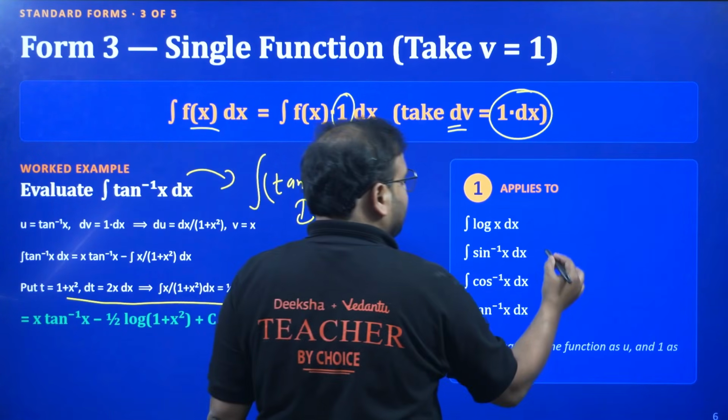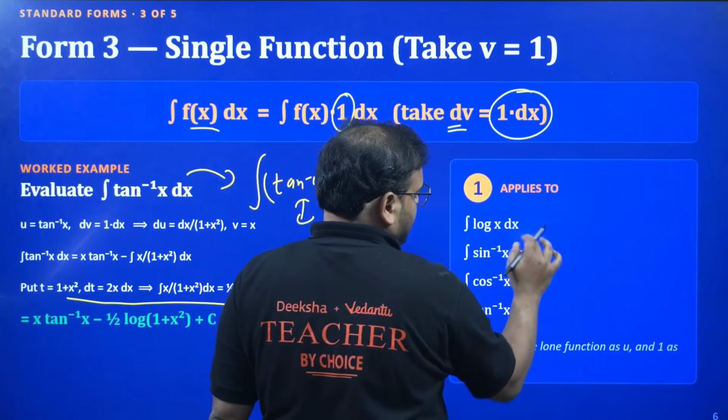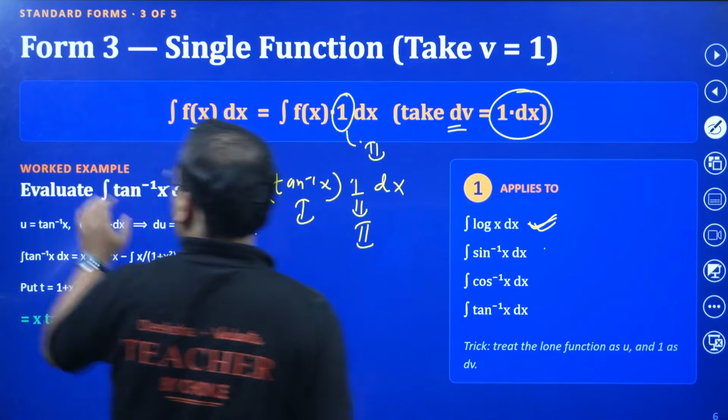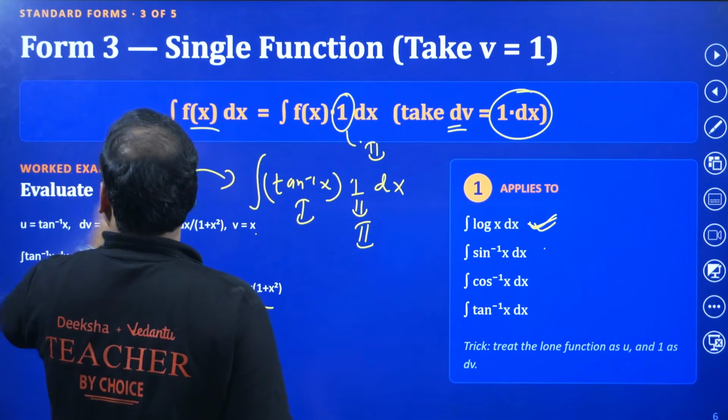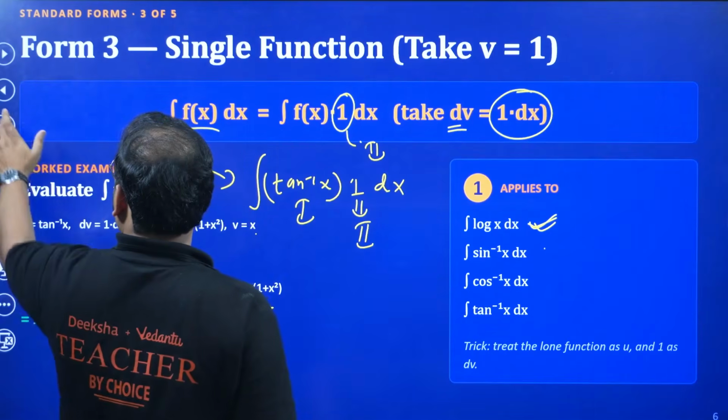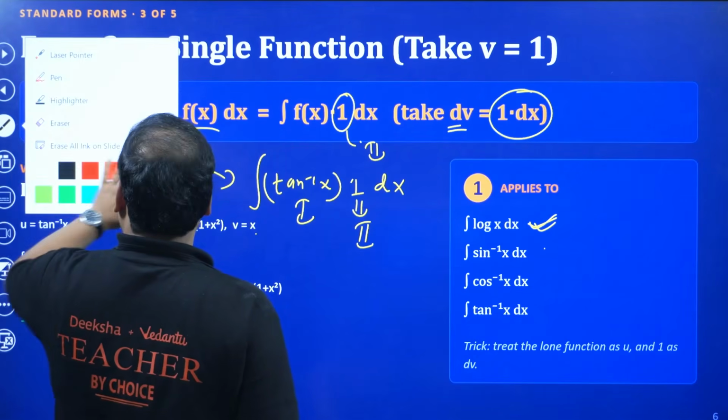Log x sin inverse of x, excuse me, 1 second guys. So log x, yeah, just a second, yes, 1 second, just, all right. Okay, here it is.